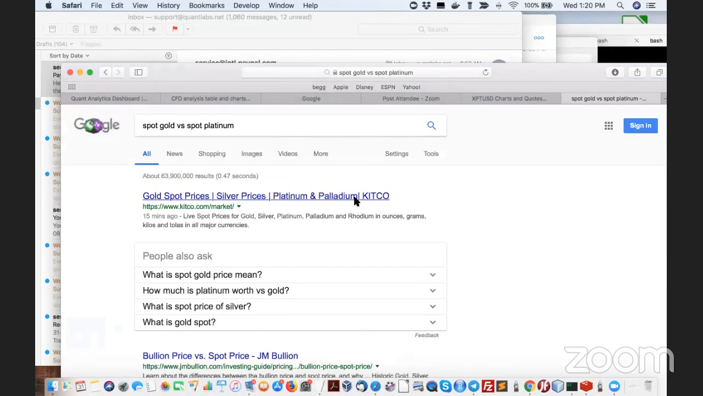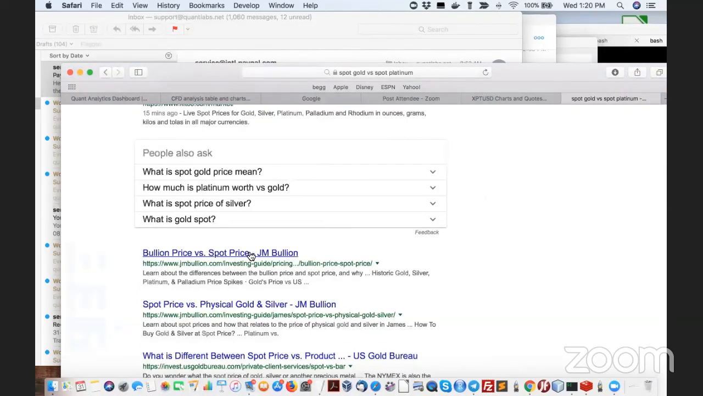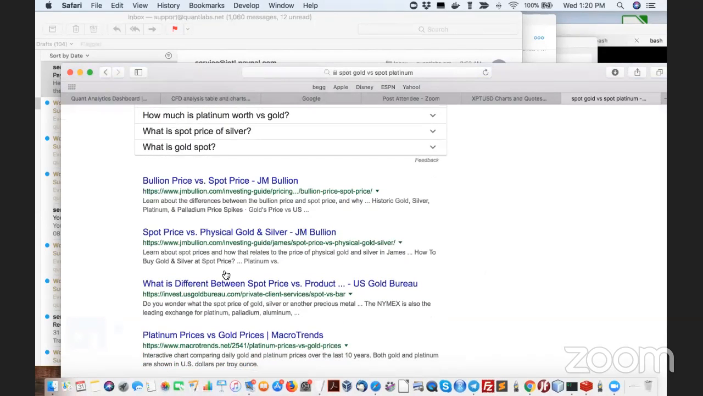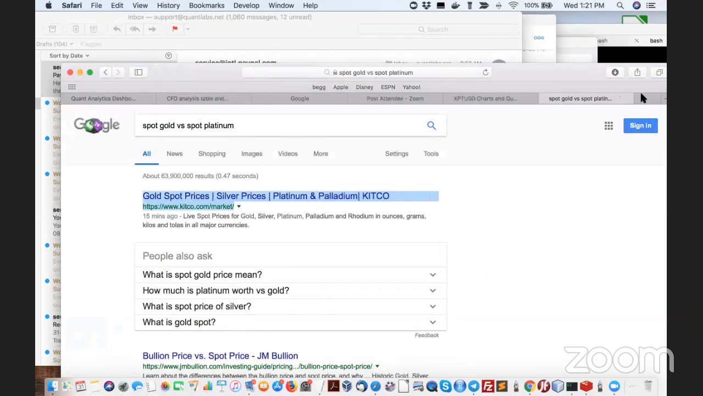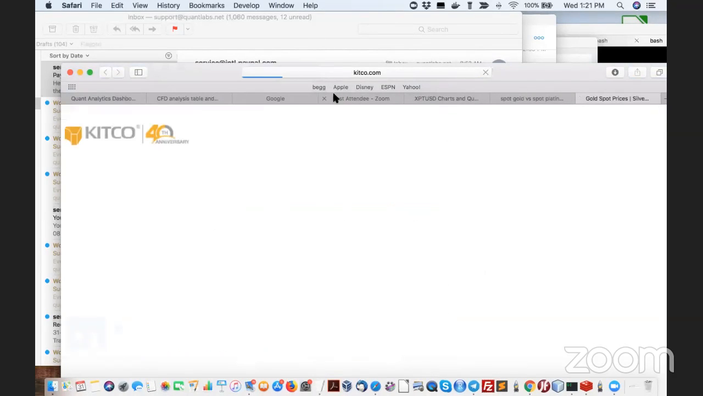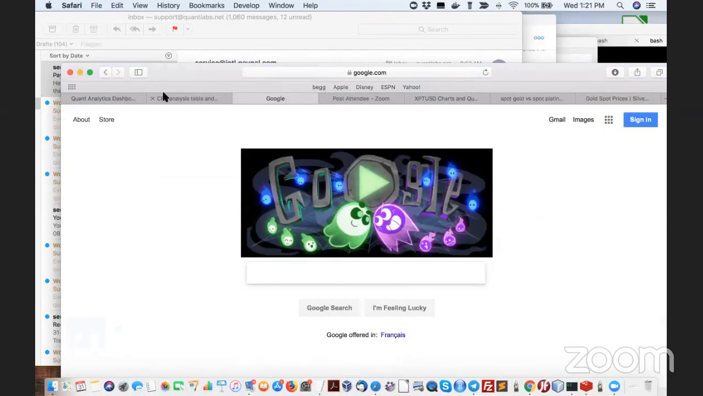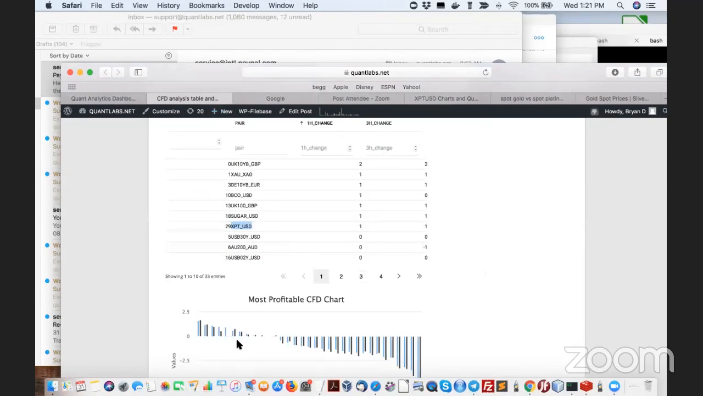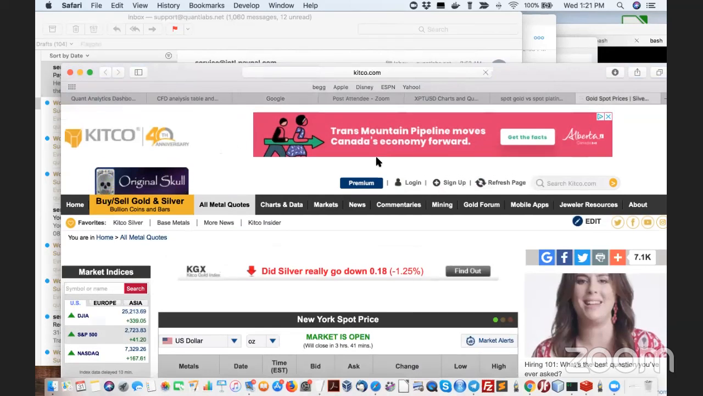Gold spot, silver, platinum, Kitco, bullion price versus spot price, spot. Anyways, I don't want to get into it, but let's just leave it at that, where the platinum was getting more expensive than gold. So as a result, platinum started to move as a result. Another interesting one was BCO, Brent crude, where it's up 0.94%, where it did go up in the last 24 hours. Let me just check that.